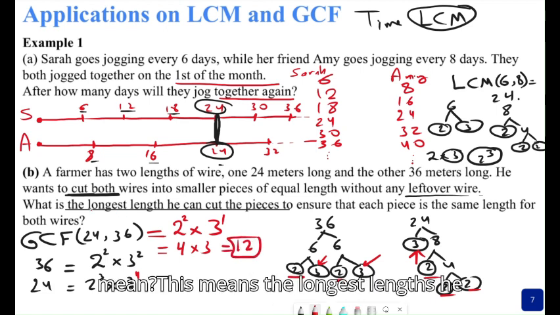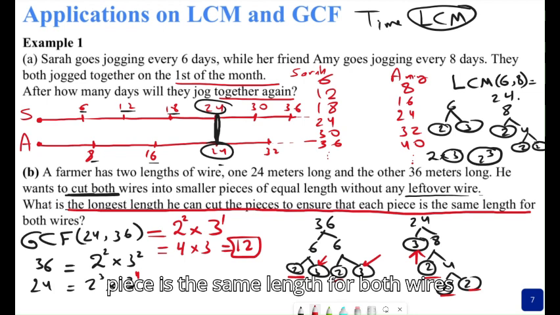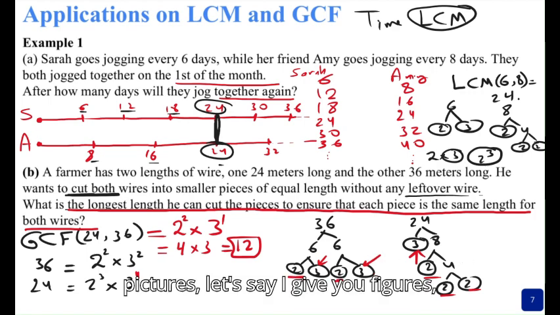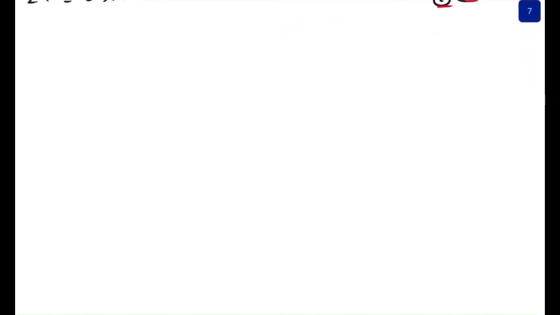What does this mean? This means the longest length he can cut the pieces to ensure that each piece is the same length for both wires is 12. How can I understand this with pictures? Let's say I give you figures. Look at what I'm going to do now.